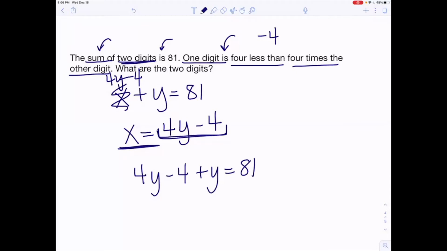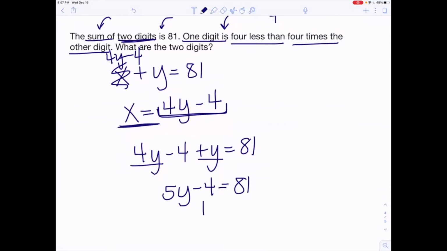Why do I do that? I do that so that I can essentially get rid of one of the unknowns, and by getting rid of one of them, I'm simplifying it so that I can solve for the other one, okay? So now I'm going to combine like terms. 4y plus y gives me 5y. The minus 4 stays the same, and this is still equal to 81.